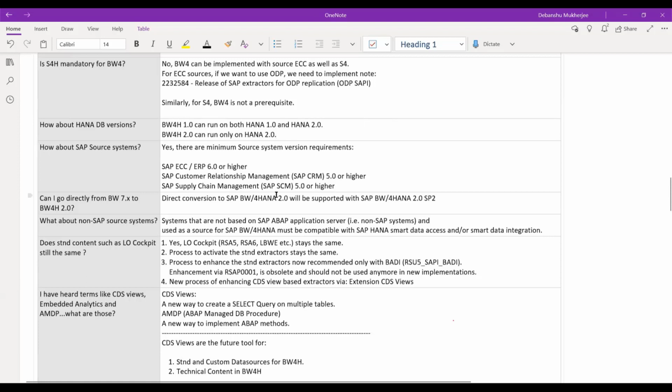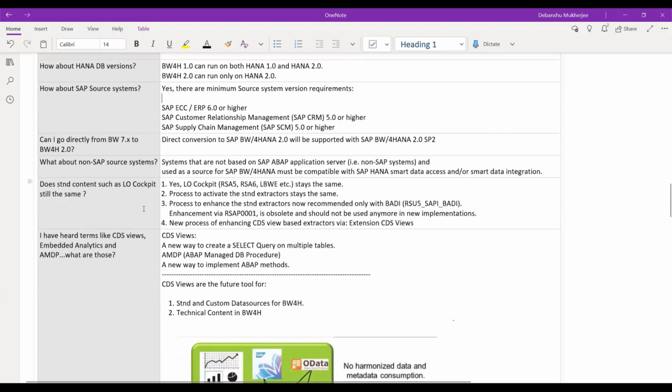Okay. How about source system? For example, I am upgrading my BW to BW4HANA. What is the minimum source system release I should have? That's another very common question. And the answer is, you should be on ECC 6.0 or higher. If you have CRM, it should be on 5.0 or higher. And if you have SCM, supply chain management, your demand planning, supply network planning, etc., you should be on 5.0 or higher. So this is the minimum source release you should have for you to go for BW4HANA.